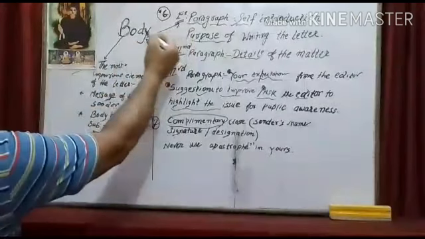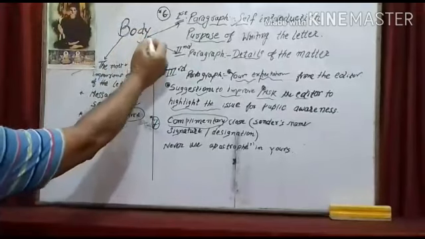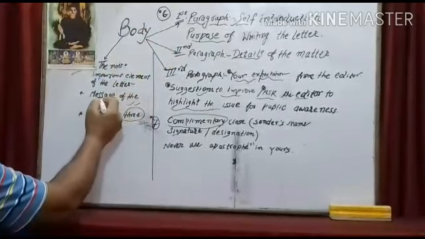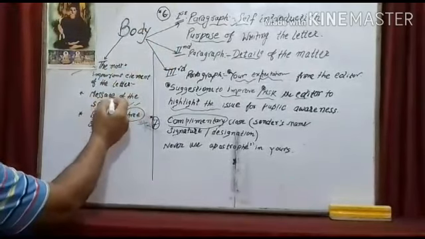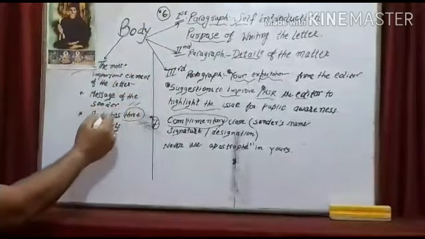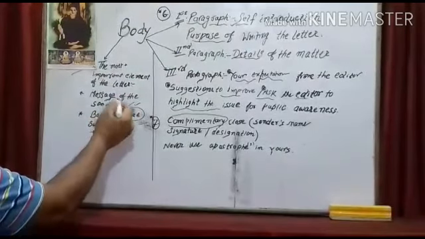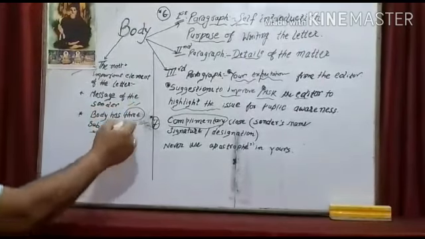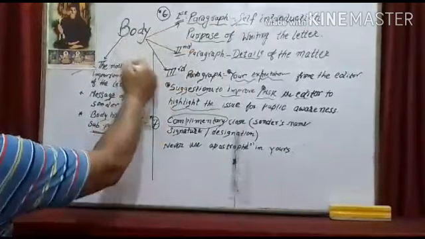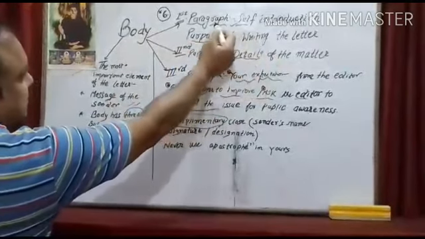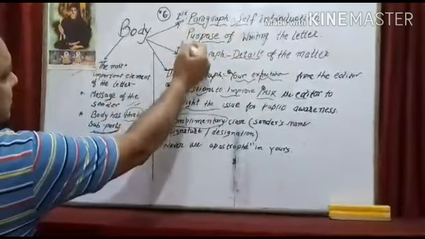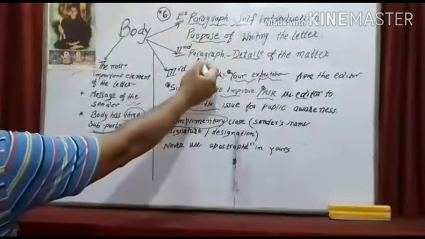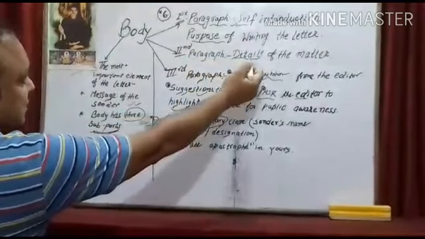Body is a very important part of the letter, the most important element of letter writing. In the body, we must mention the message of the sender that he wants to convey. Body has 3 subparts. You can say 3 paragraphs. In the first paragraph, you must mention the purpose of writing the letter. In the second paragraph, the need of writing the letter must be mentioned.